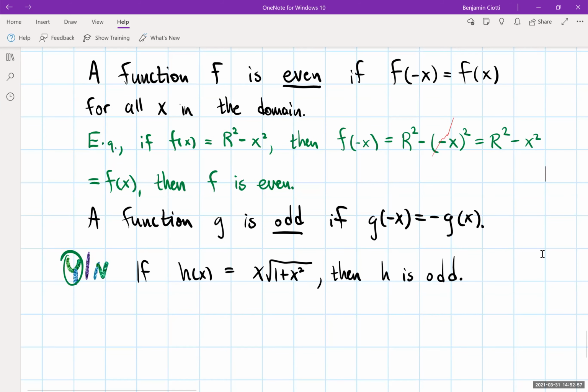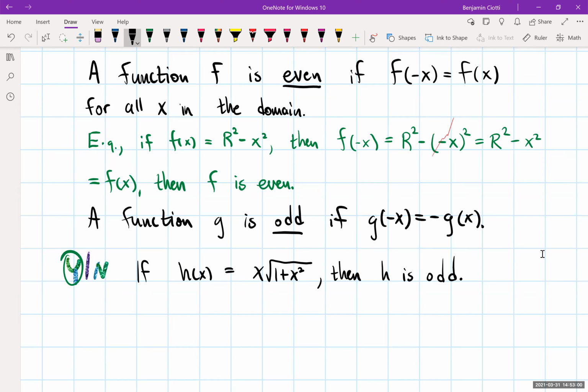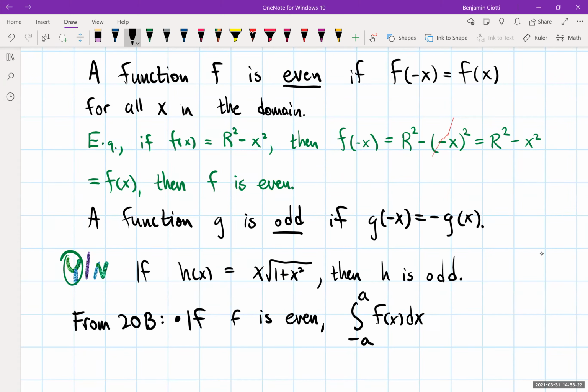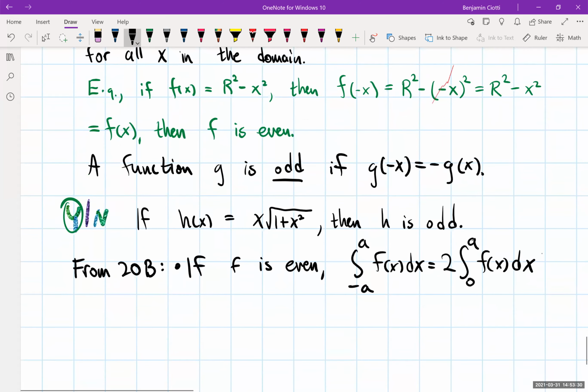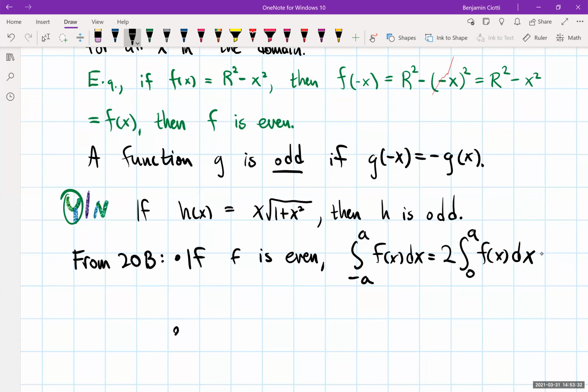Then finally, I'll just remind you of the symmetry that I was using from 20B. From 20B, we have two properties. For one, if f is even, then the integral from negative a to a, where a is just some number, of f of x dx is twice the integral from 0 to a of f of x dx.